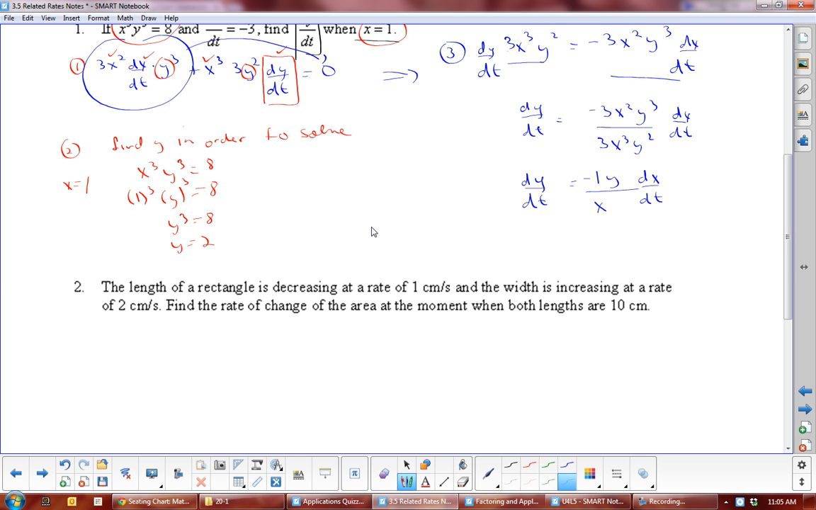So now we know all of my numbers. So let's put them in. So dy over dt equals negative 1 times 2, and dx over dt is negative 3 all over x, which is 1. So this equals 6. So therefore dy over dt equals 6.